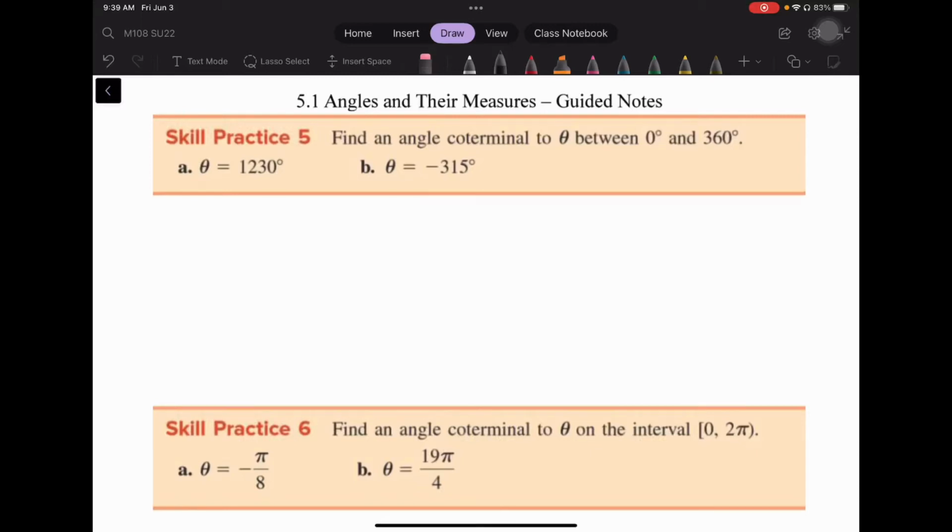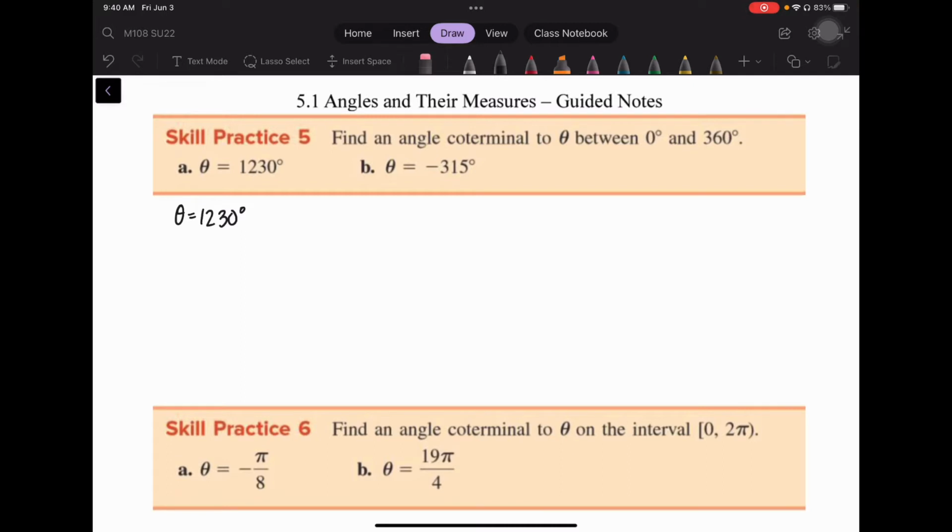Finding an angle that's coterminal, there's not just one right answer. So they're asking us to restrict it to be between 0 and 360 degrees. When I start out with theta equal to 1,230 degrees, that's bigger than 360. So I need to reduce it by as many 360s as possible to get it down between 0 and 360. Because remember, coterminal angles are off by 360 degrees.